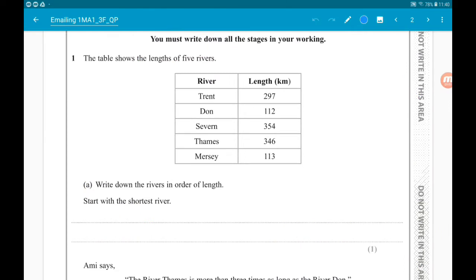Okay, question 1. The table shows the lengths of 5 rivers. Part A wants us to write down the rivers in order of length, starting with the shortest river. I'm not going to write them down, but the shortest is the Don, then Mersey, then Trent, then the Thames, and finally the River Severn.